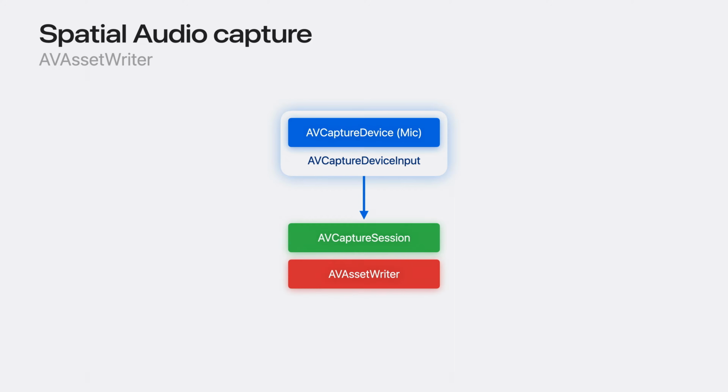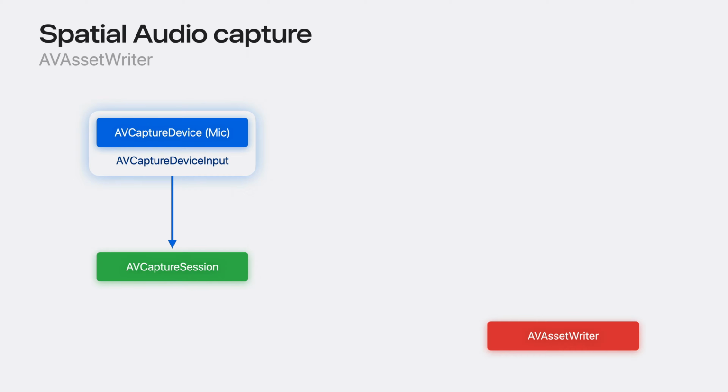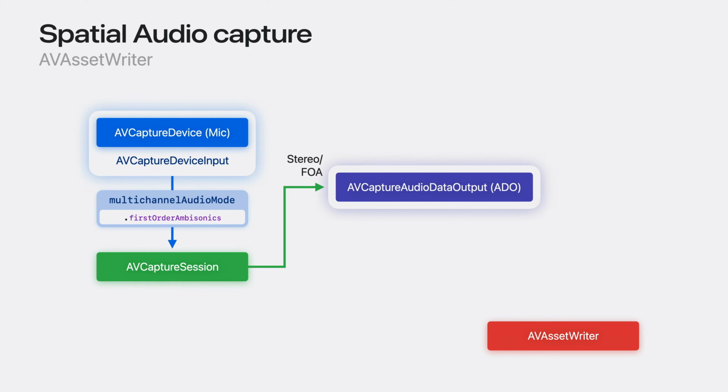For apps that assemble their own file with AV Asset Writer instead of movie file output, I'll go through the elements needed to create a spatial audio recording. There must be 2 audio tracks and a metadata track. When the multi-channel audio mode property of the capture device input is set to FOA, the AV capture session can support up to 2 instances of audio data output, or ADO. A single ADO can produce either 4 channels of FOA or 2 channels in stereo.